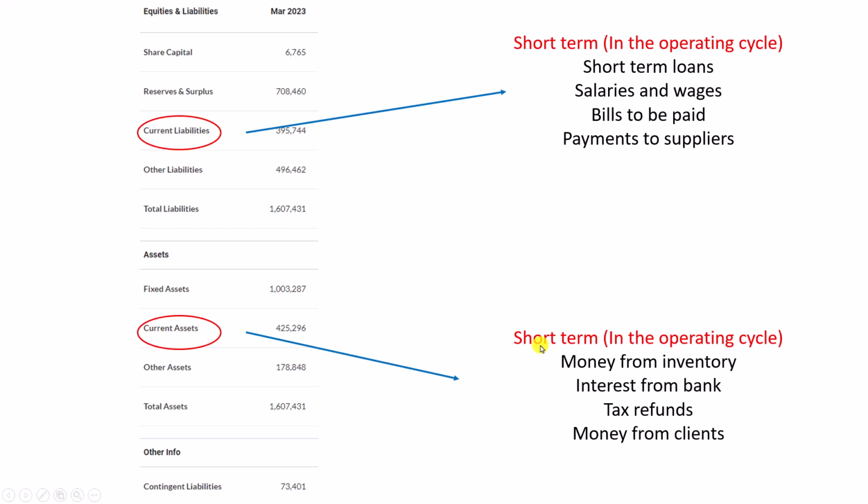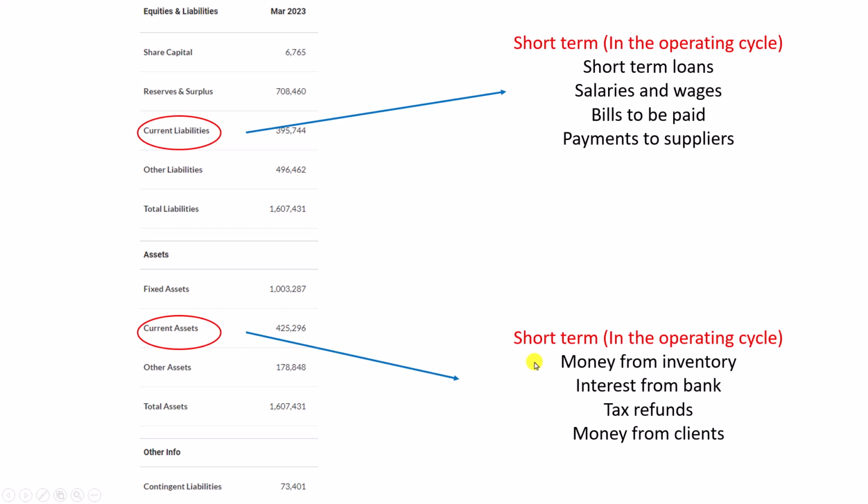If the company has to receive money from others in the near future, in a year or in the operating cycle, then it would come under the category of current assets. Okay, so this we can say is the opposite of this. This is the money that the company has to give in the operating cycle. This is the money that the company has to receive in the operating cycle.